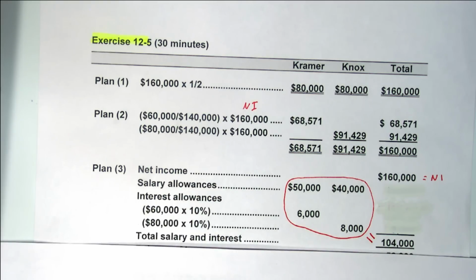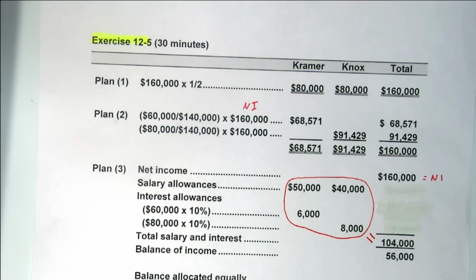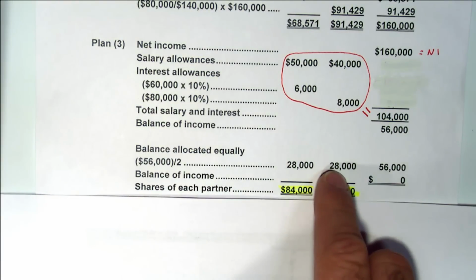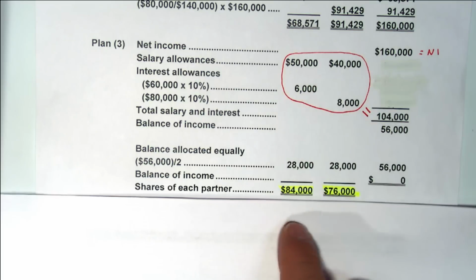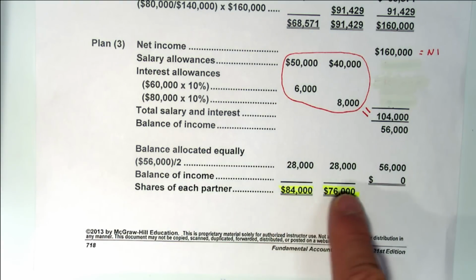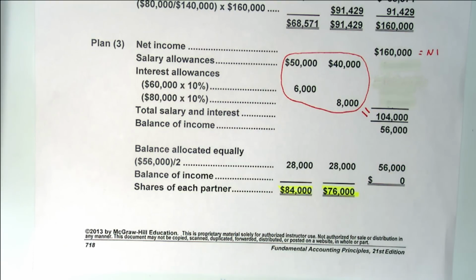104,000. Is that right? Okay. We take that 104,000 subtracted from 160,000, and we get 56,000. How do we divide that balance? Equally. So half of 56,000 is 28,000. And we add those three numbers up and we get 84 and 76. Now here's the key thing. Does that number plus that number equal the net income of 160,000? Yes, it does. Okay?